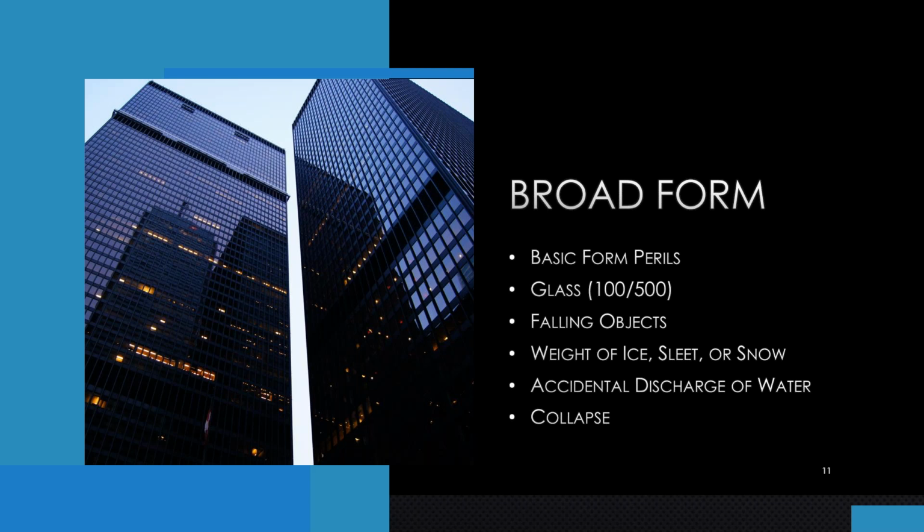The broad form also covers weight of ice, sleet, or snow, which could cause your building to collapse. And accidental discharge of water. Accidental discharge means it's got to be a sudden and accidental rupture. Okay, wear and tear is not covered. If there's a slow leak within the walls, which causes mildew, that's not covered because it's wear and tear. You have to be able to put a specific date and time to when that loss occurred. If you cannot, then it typically will not be covered, especially when it relates to water loss.